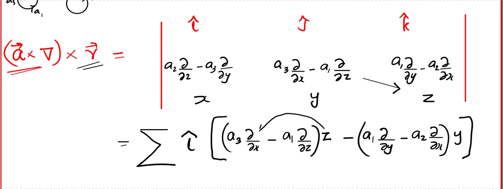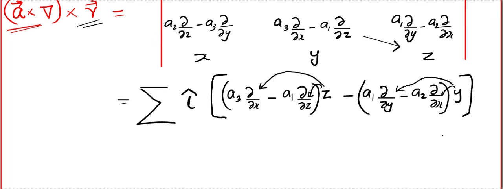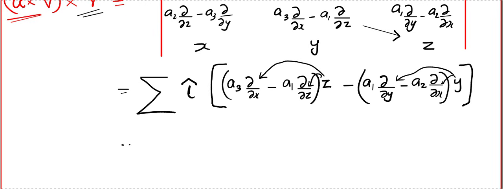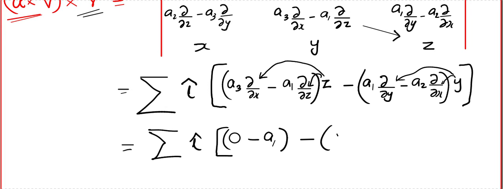Now you can take it inside and start the operation. See, determinant expansion is so easy. Okay, tell me, what is the partial derivative of Z with respect to X? Of course, 0. Now, Y with respect to Y will be 1. So, we get A1 into 1. Sigma I minus A1 is minus 2A1.